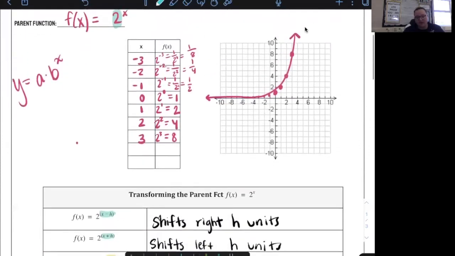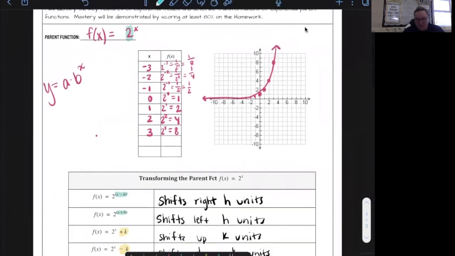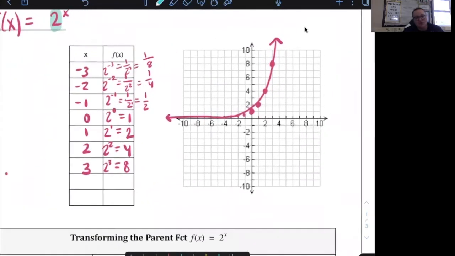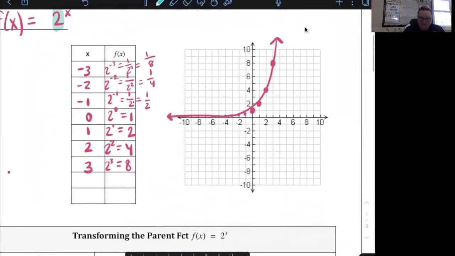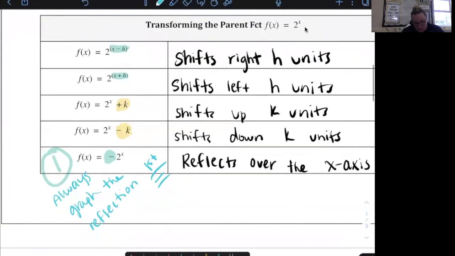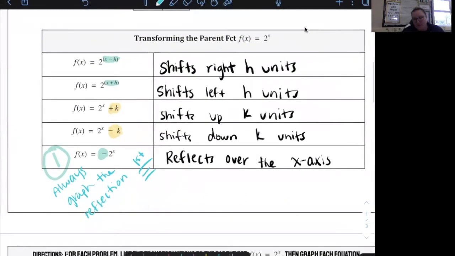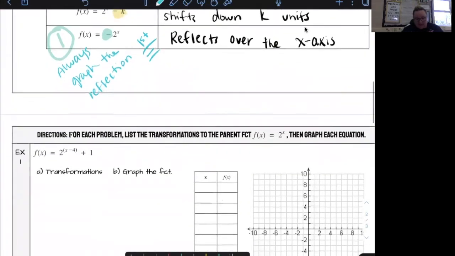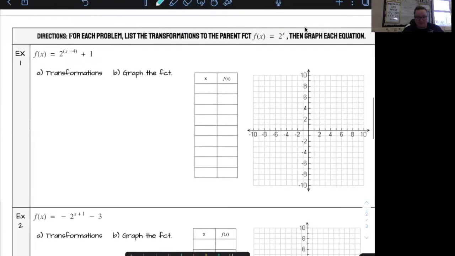All right, so we've got our parent function, f of x is equal to 2 to the x. We know what the original graph looks like. We have the points in our table here that we then graphed on this lovely coordinate plane. We know what kind of transformations we're looking for based on whether or not we're subtracting or adding a number directly to x or to the entire function. We know what happens if we multiply the entire function by a negative. Let's apply that to some examples.